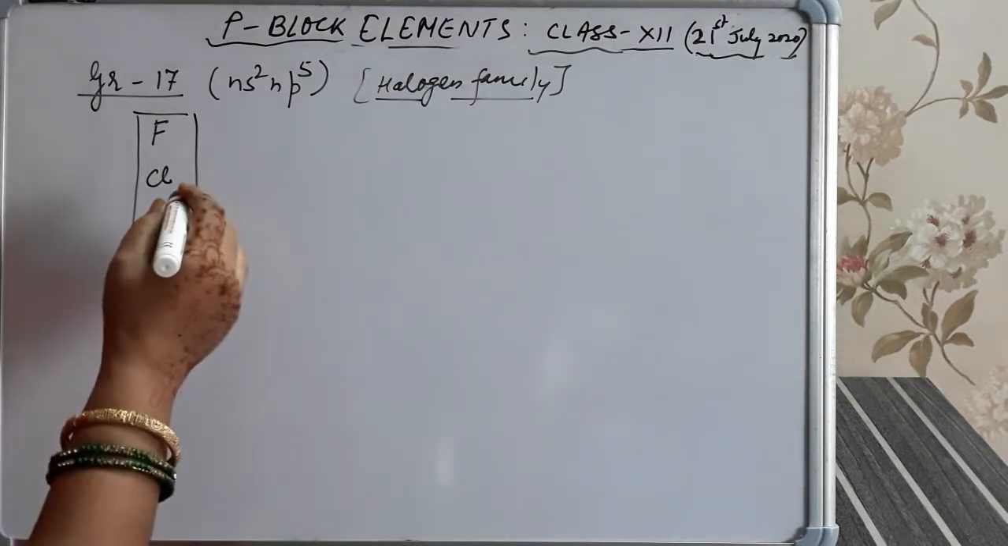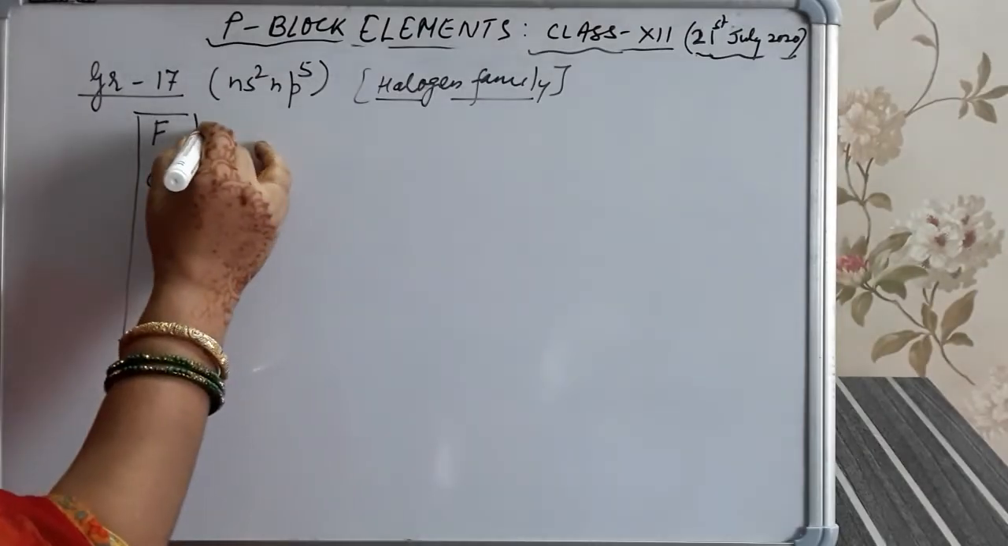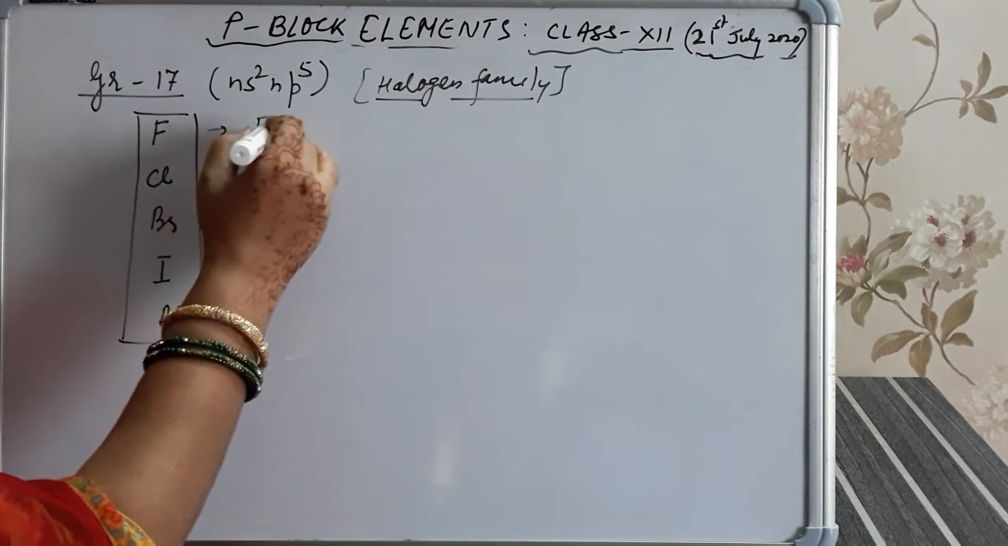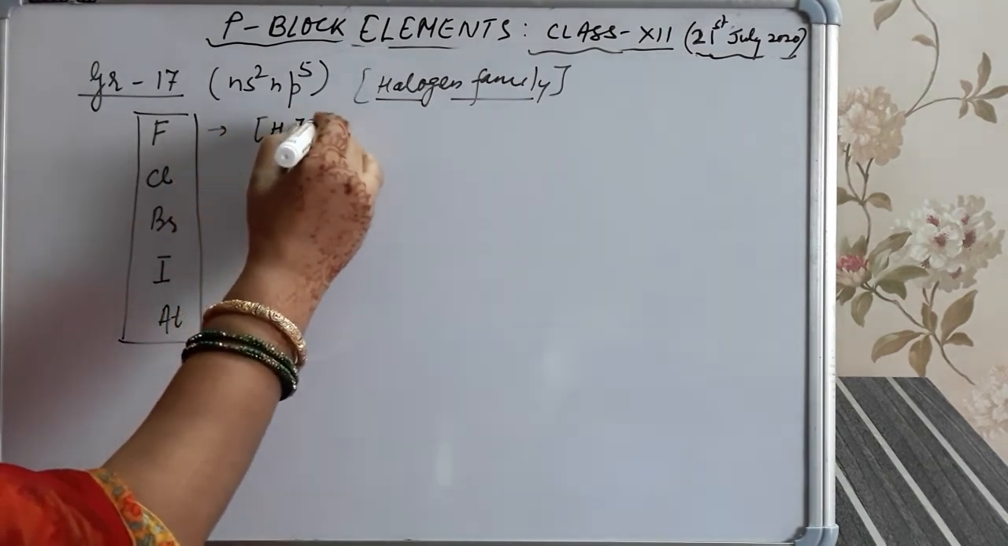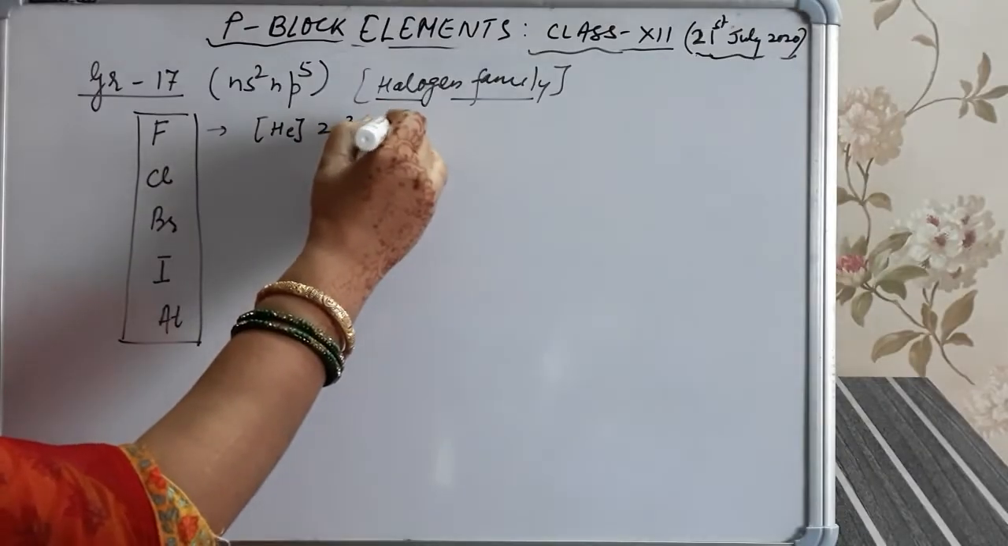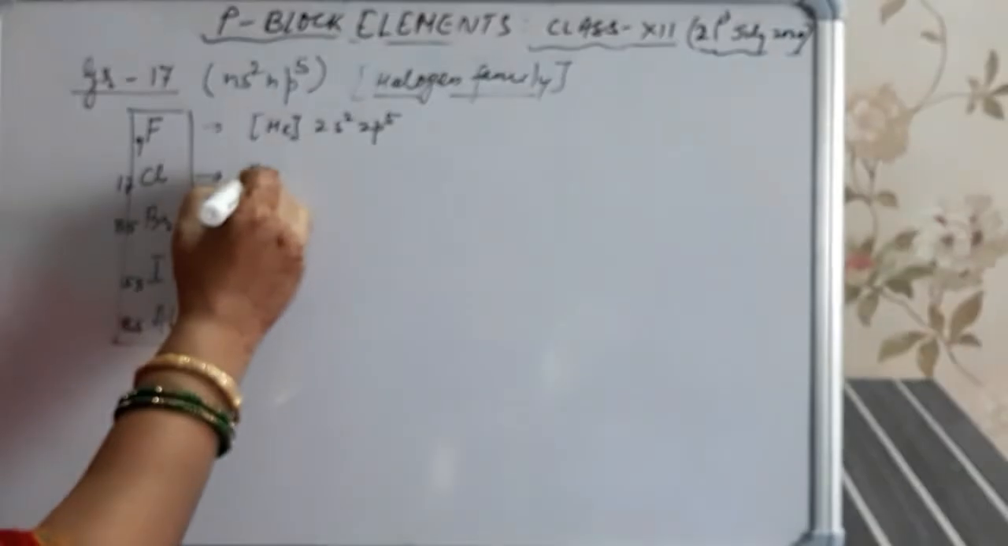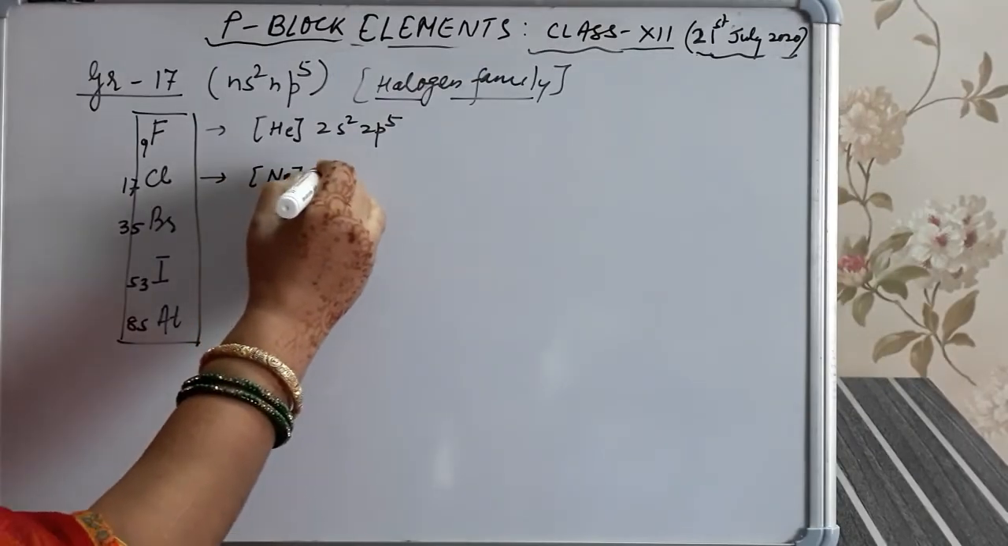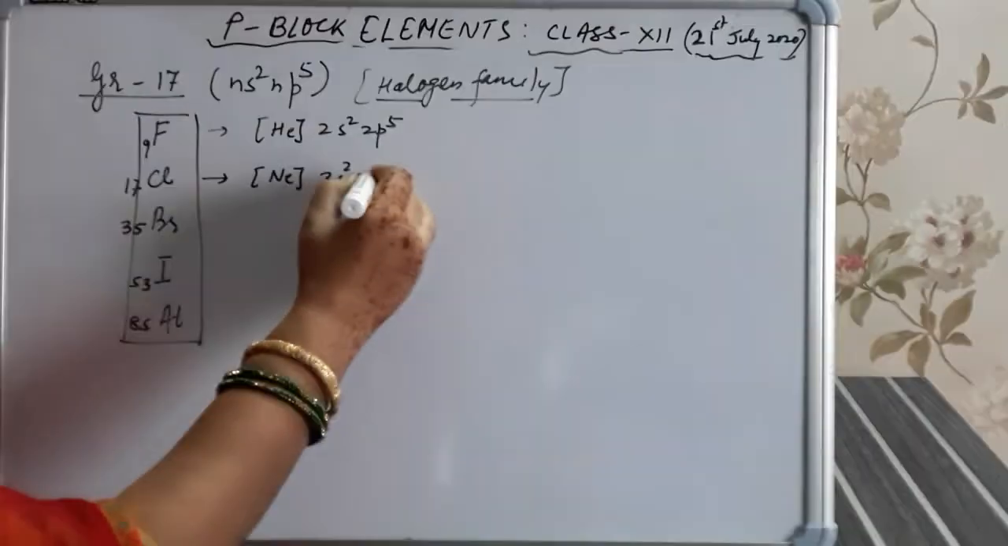So let's first discuss their electronic configuration. Students, here we will use the inert gas configuration. At first, helium, then 2s2, 2p5. The atomic number of fluorine is 9, chlorine is 17, bromine is 35, iodine is 53 and astatine is 85. So write down the configuration. For chlorine, the inert gas configuration is neon, 3s2, 3p5.